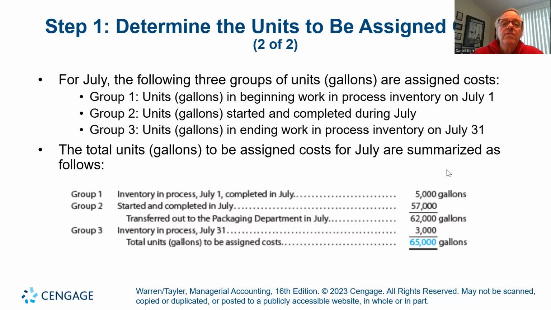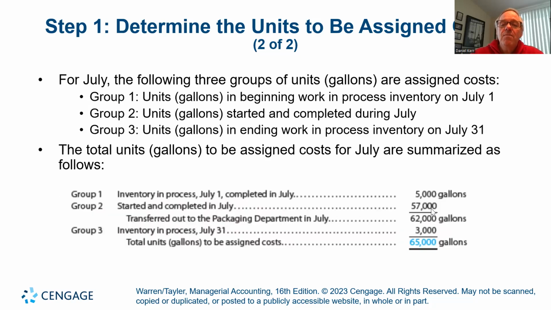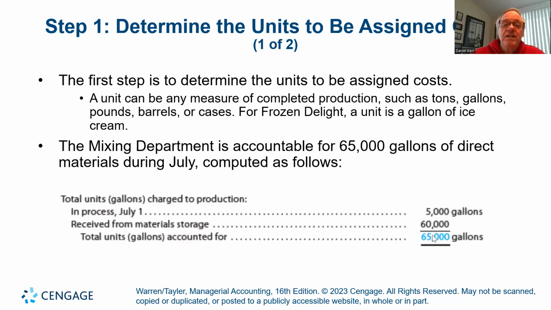So first thing we've got to do is take a look at those 65,000 gallons and say, we're going to allocate them to one of 3 places. They're going to go to the beginning inventory, the units that were completed during the month of July, and the units that were on hand at the end of the period. So we know we had 5,000 gallons on hand at the beginning of the period. We know that we started and completed 57,000 units. And so we transferred out to the packaging department 62,000 units, and we've got 3,000 gallons at the end of the period. So that's how we allocate the 65,000 gallons.